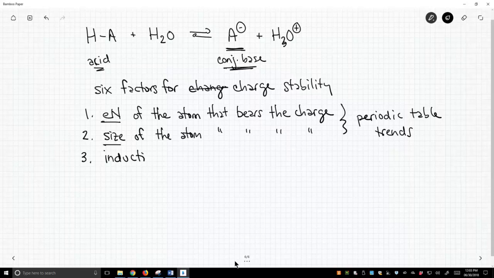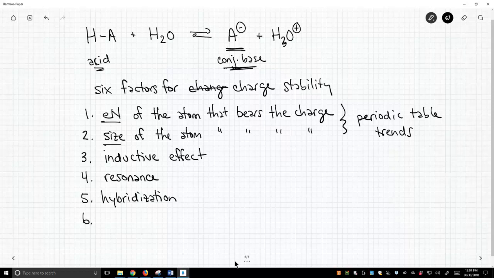There is something called the inductive effect. And we'll see examples of that. That affects charge. There's something called resonance, which helps spread charge out. That's important. We'll have to be introduced to that properly later. The hybridization of the atom certainly can affect whether the charge is stable or not. And then there's another thing called hyperconjugation. This is kind of an orbital effect. And that can have an impact.